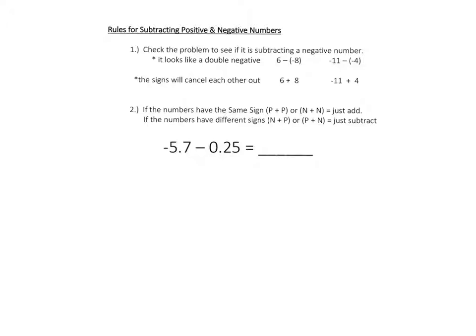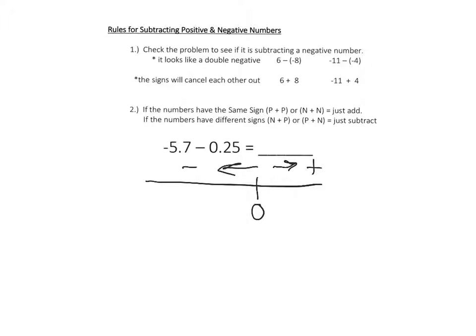Here we have our last example, negative 5.7 minus 0.25. Now this one's a little tricky to explain, so I'm going to use a visual of a number line. So I'm going to draw my number line, and I have 0 here. Negatives go this way. That's our negatives. And positives go this way.